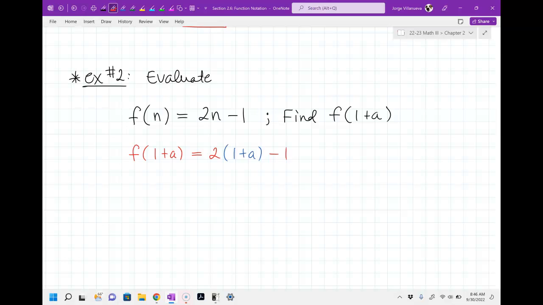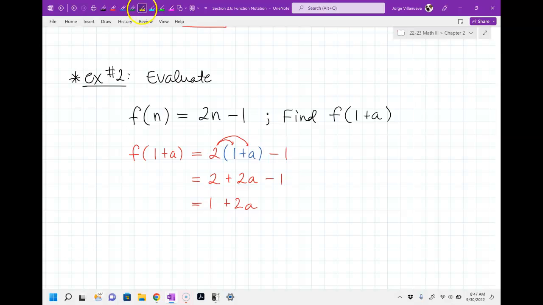There you go. I just plugged it in. Now work it out, right? So what's the process of multiplication right there? What is it called? Anybody remember when you multiply? Distribute. Yeah, it's called distribution, right? We're going to distribute like this. Okay? So that's 2 plus 2a minus 1. Now 2 minus 1 is 1.